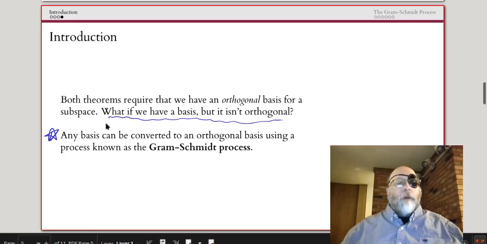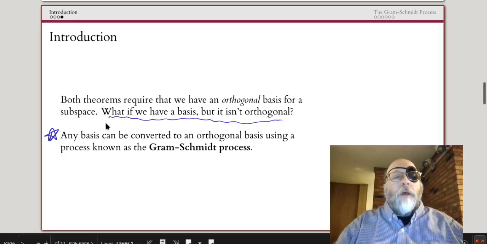And so what we're going to do is we're going to look and see how the Gram-Schmidt process works. We're going to work through a couple of examples, and then we're going to wrap up.